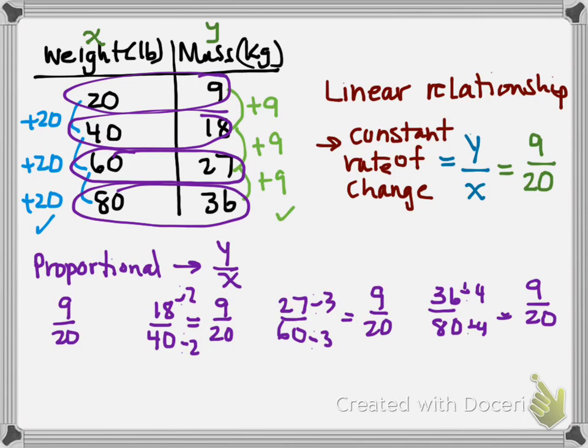So you divide like every single one? I take each ordered pair and I create a ratio, a fraction, and I simplify it. And I don't have to go to decimals. I can just simplify it down to a fraction. So what we notice is every single time the ratio of mass to weight always came back to 9/20. So we have, yes, it's proportional. So we end up having a proportional relationship. So we get both.